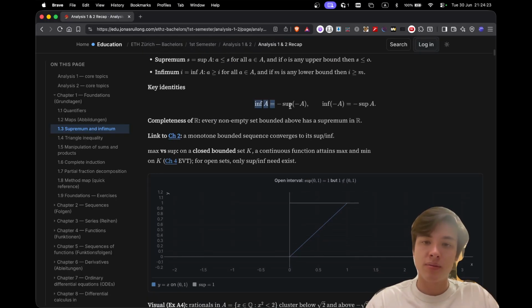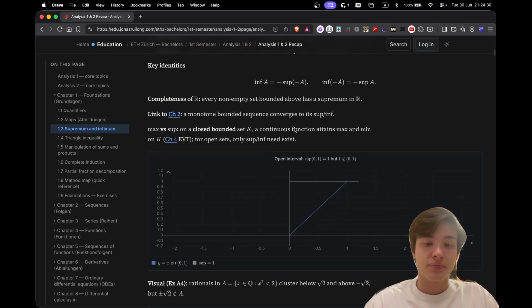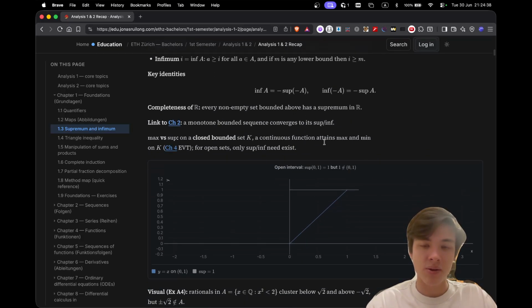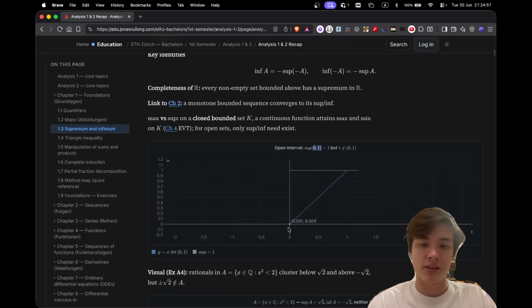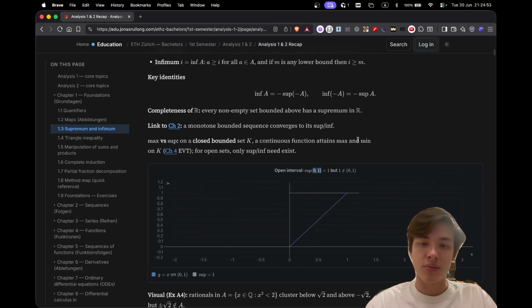Yeah, and the infimum can be converted with a minus. So we have this thing here, where the maximum, the supremum, would be this value 1. Here it's not included, so 0 and 1 are not included on this line, but 1 is the supremum and 0 the infimum.